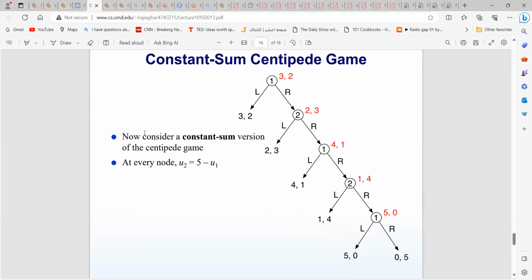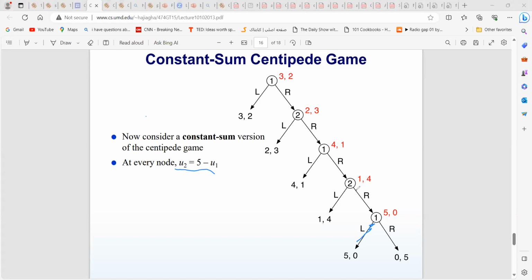If you make it constant sum, as we discussed, zero sum and constant sum are the same. In this case, the utility of the second person would be just 5 minus the utility of the first person. In this case, actually, you can just compute the same thing. You start here, 5-0, it would be like this.